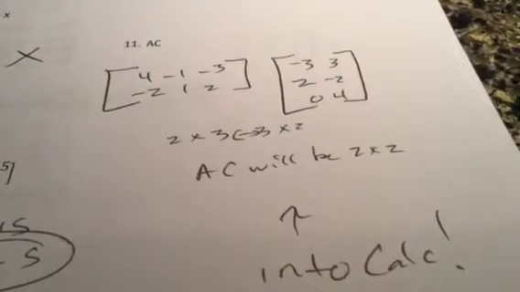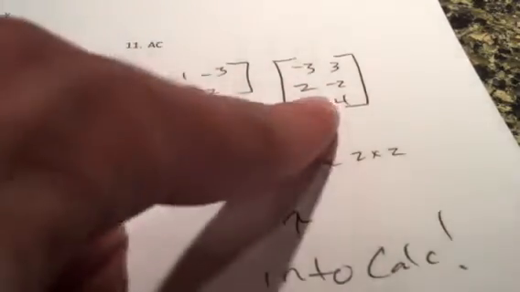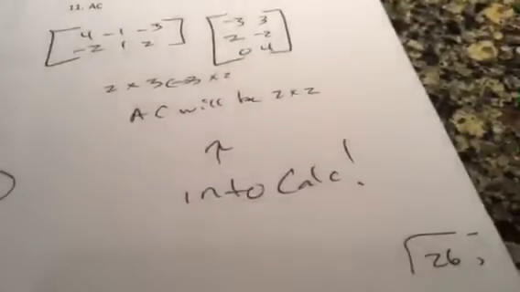Just literally do A times C in your calc. Again, you can call this B, it doesn't matter. You don't have to actually call it C. Just do A, B, boom. It's going to be a 2x2 in the calc for right now.